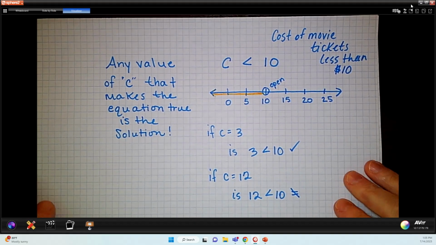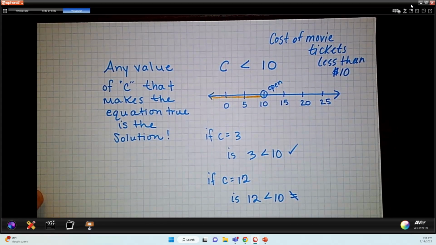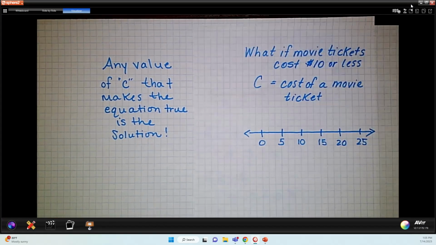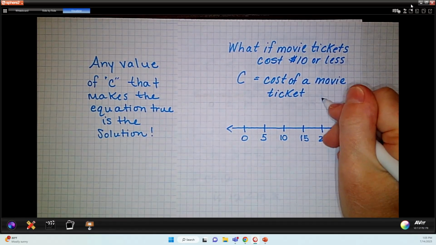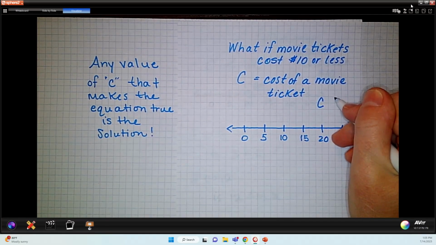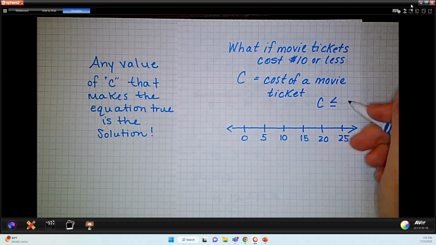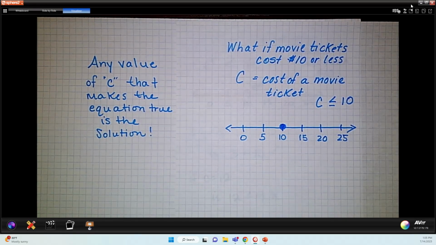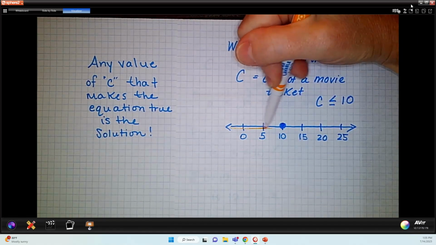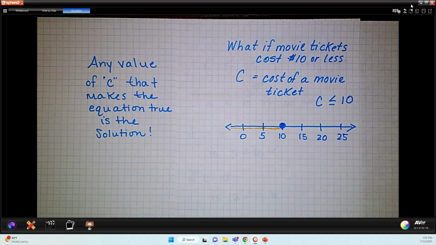Now let's take a look at it slightly differently. Suppose movie tickets were $10 or less. In this case, we would say C is less than or equal to 10. And in this situation, we would use a closed circle because 10 is a solution, but we would still shade to the left because anything less than 10 would be a solution.